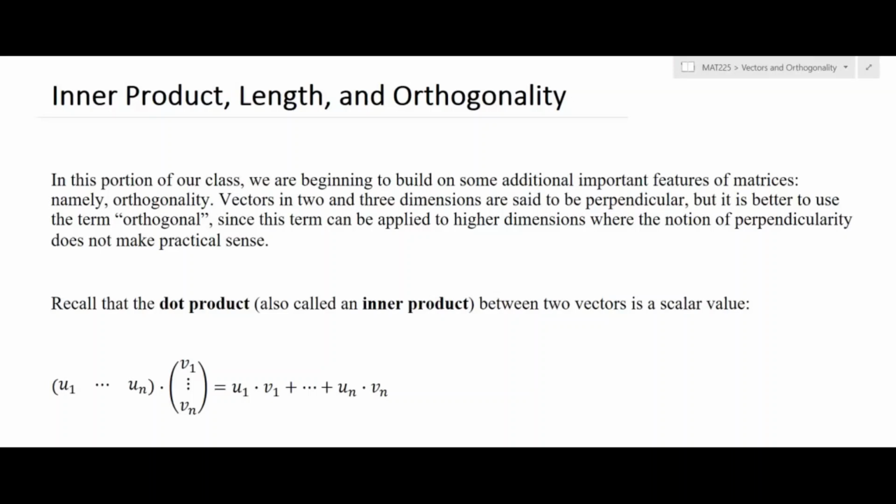Welcome. In this video lesson, we're going to take a look at some building blocks for vectors, specifically inner products, length, and orthogonality. It turns out that orthogonality is a very important concept, and essentially for vectors in 2 and 3 dimensions, this basically means that they're perpendicular. But it's better to use the term orthogonal since in higher dimensional systems, the notion of perpendicularity does not make sense because that assumes you can measure a 90-degree angle. But orthogonality is actually a useful concept.